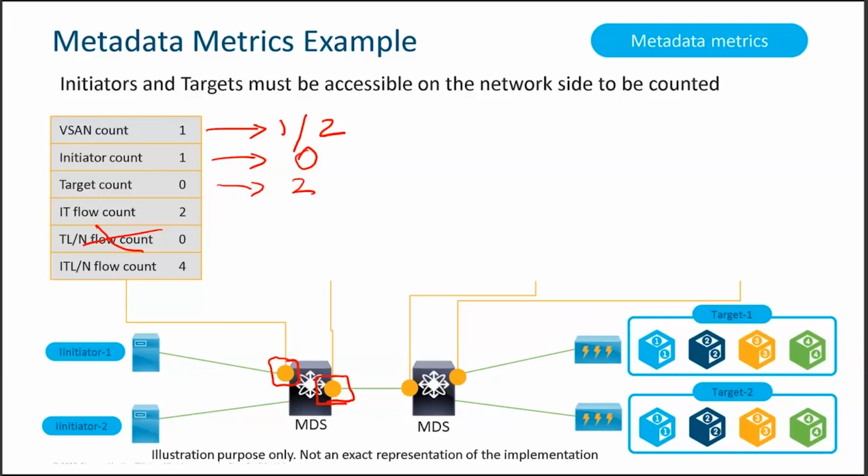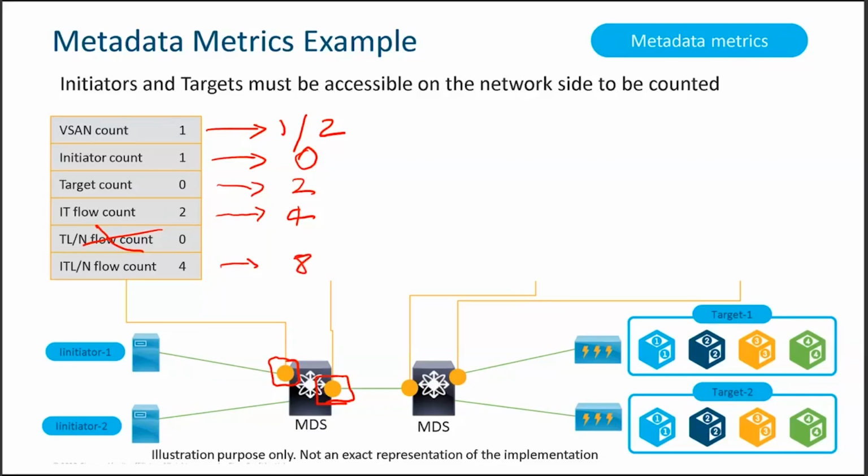This is what you're going to see in your metrics, right? IT flow count, I think I'm going to see 4 IT flow counts here. This is for sure 4. And then ITL flow counts is 4 and 4. It should be 8, right? 1, 2, 3, 4. Yes, 8 count.